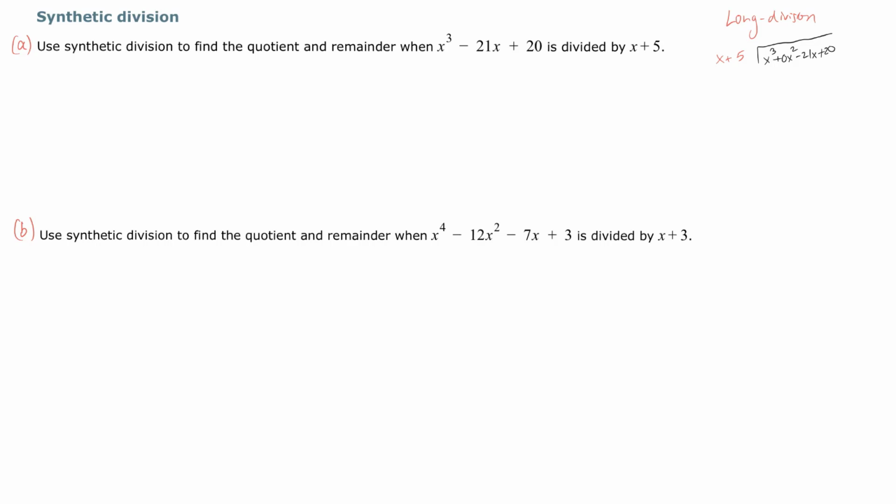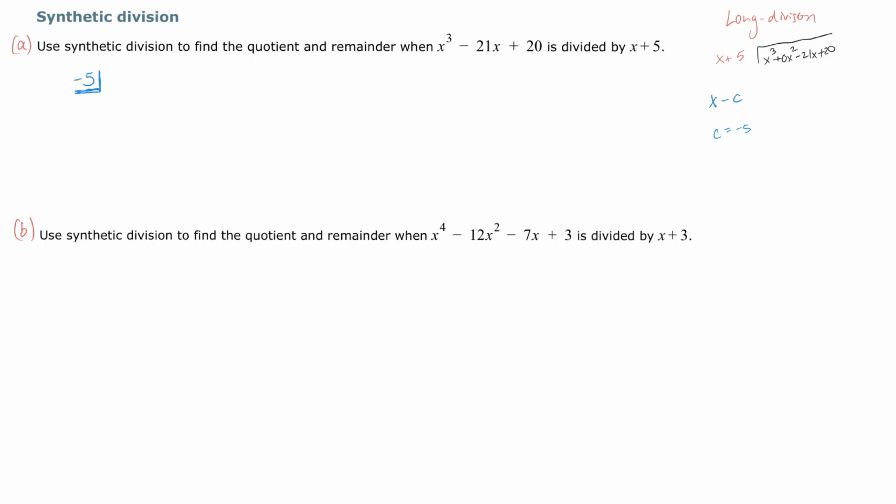Well, for synthetic division, we're going to do things a little bit differently. Instead, we're going to visualize that the factor would be x minus c. So remember, from the factor theorem, you would go x minus c. So in our case, c is equal to negative 5. We put this negative 5 up here in a little box.